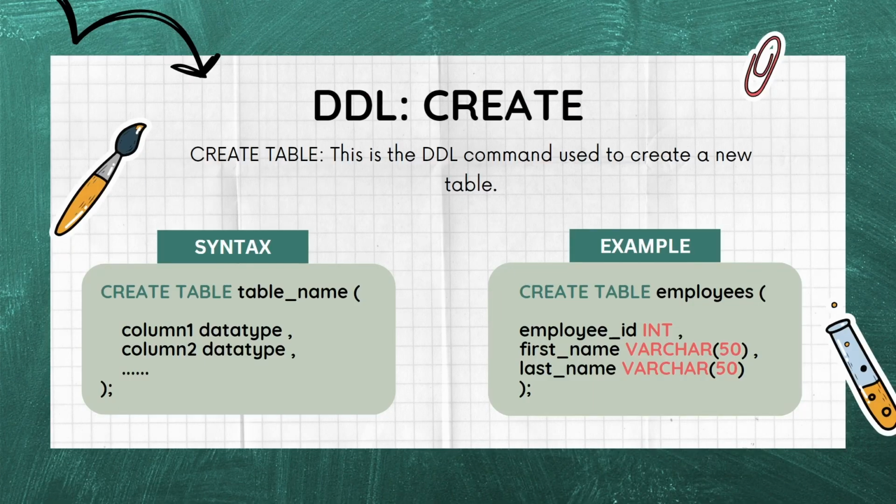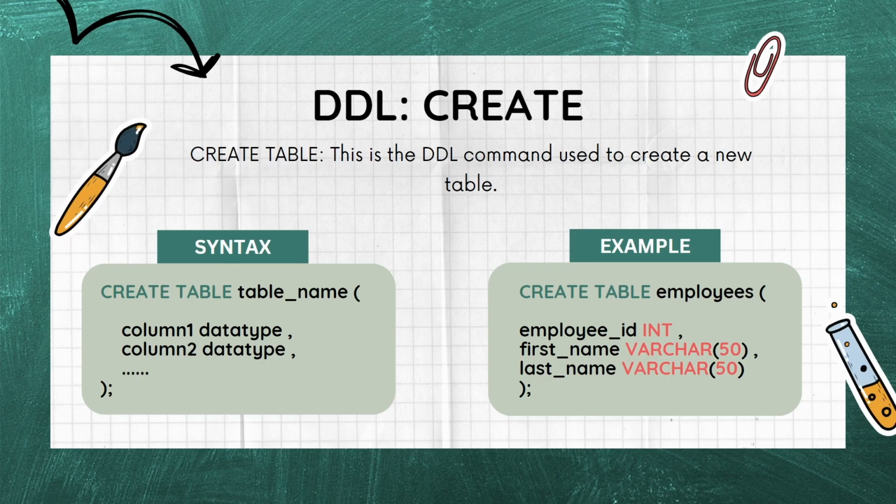Create table. It's a DDL command used to create a new table. Now, let's look at the syntax. It starts with the keywords create table and then the table name, open bracket, the column and the data type. And it keeps on going for the number of columns you have for the table. Then close the bracket and end it with a semicolon.